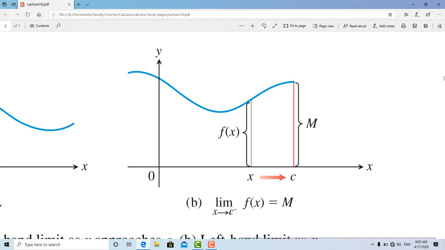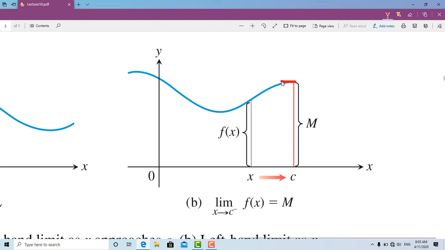Limit x tends to c from the left side. And the f of x, the blue line, tends to which number? It tends to the number m. This distance is m, so this point will be here. This is m, so we call this limit when x tends to c from the left side, f of x is m.